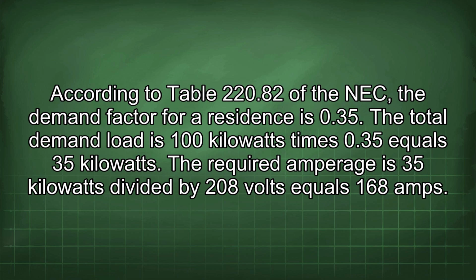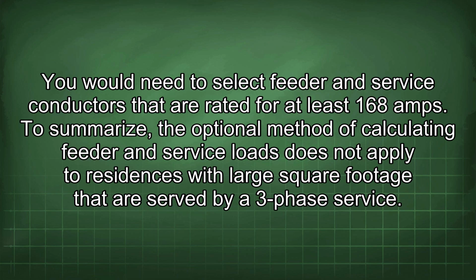The total demand load is 100 kilowatts times 0.35 equals 35 kilowatts. The required amperage is 35 kilowatts divided by 208 volts equals 168 amps. You would need to select feeder and service conductors that are rated for at least 168 amps.